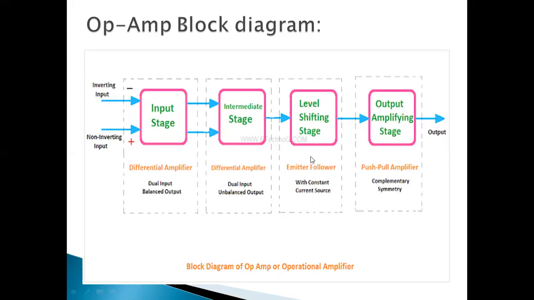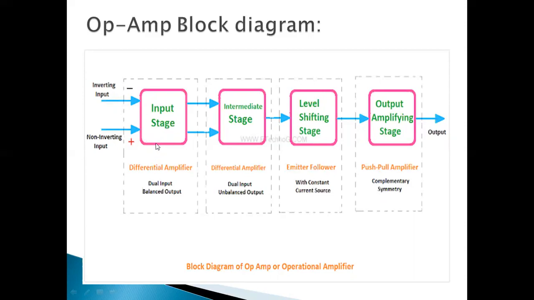And the third one is the level shifter. In place of the level shifter, we are using an emitter follower with a constant current source. And the fourth one is the output amplifying stage. In this stage, we are using a push-pull amplifier with complementary symmetry configuration. So mainly, the first input stage is a differential amplifier.